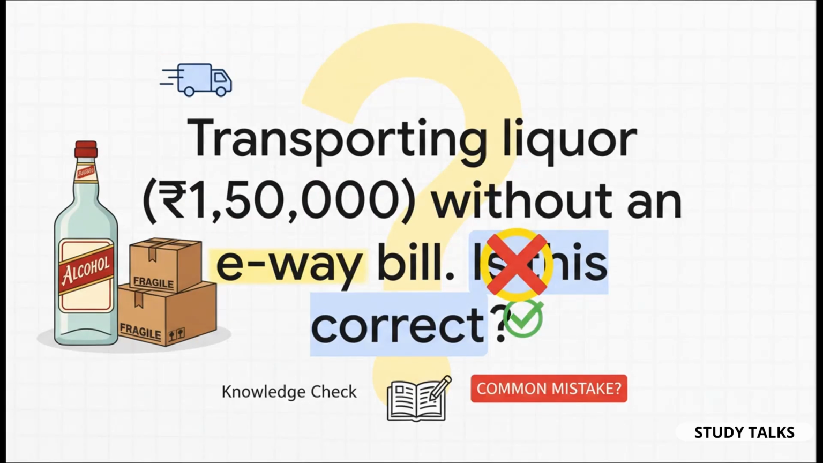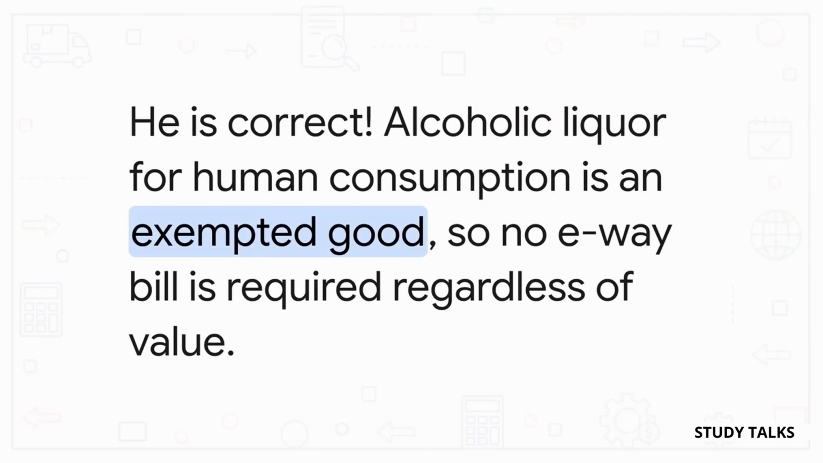Let's wrap this up with one final knowledge check just to make sure those exemption rules have really stuck. So Talilal is transporting alcoholic liquor for human consumption. The value is 1.5 lakhs, way over the limit. But he doesn't generate an e-way bill. Is he right or is he wrong? And the answer is, he is perfectly correct. Remember way back on our exemption list? Alcoholic liquor for human consumption is a specifically named item that is exempt. It doesn't matter if the value is 1.5 lakhs or 1.5 crores, no e-way bill is needed.